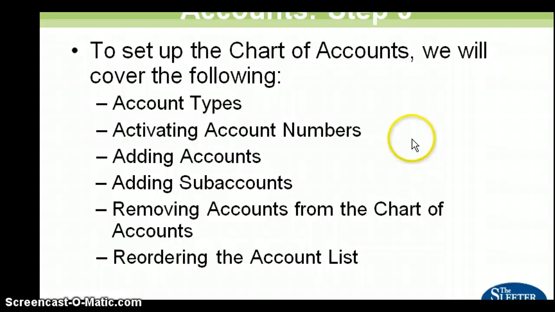So, in the setup of accounts, you'll need to have the account types, the numbers, adding accounts and sub-accounts. And sometimes sub-accounts are used to have subcategories, like telephone might have a subcategory like cell phone, VoIP, or other accounts that are sub to that. But we also can reorder our account list and remove accounts that we know we will not need.